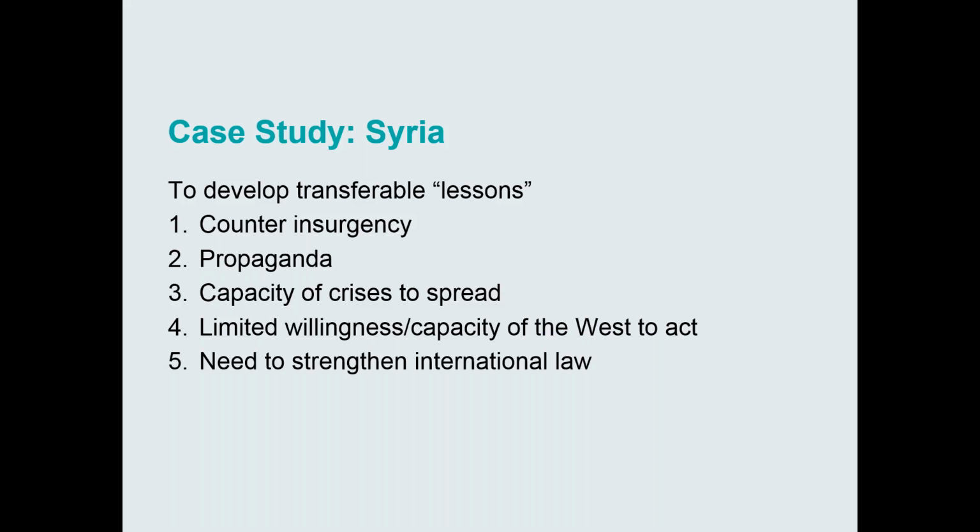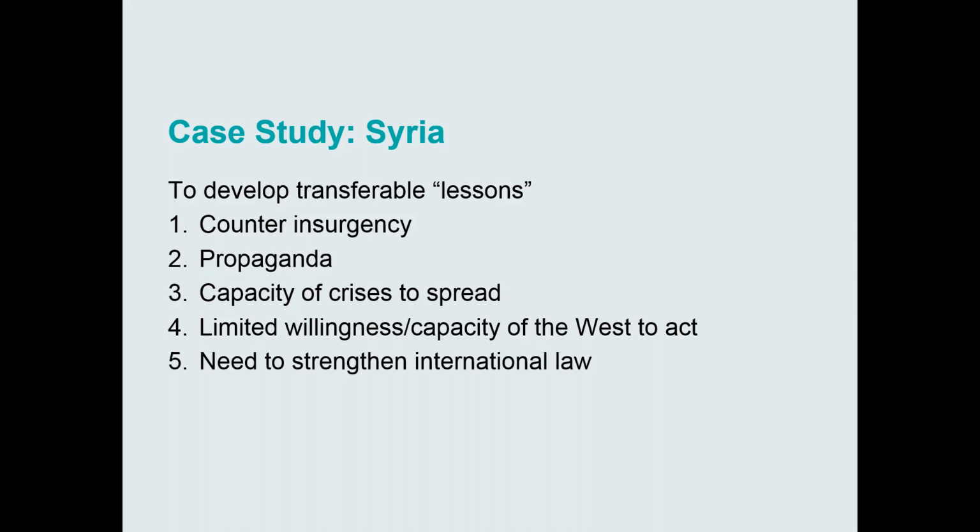Fourthly, you have, of course, the question we talked about here, limited willingness and capacity of the West to act. If Syria highlights that the West is limited now, it doesn't have the capacity or willingness to take action, does that impact on the Western response to Myanmar, or the Western response to Yemen and different crises around the world? Again, if it happened in Syria, perhaps the lessons of Syria can be applied elsewhere.